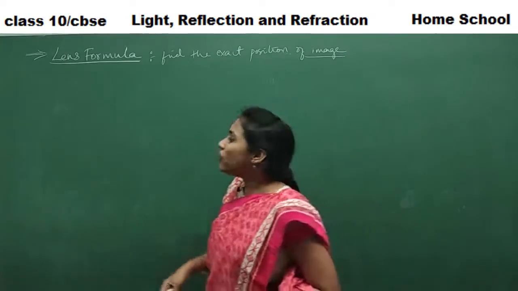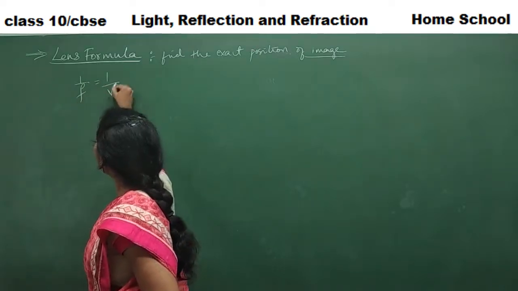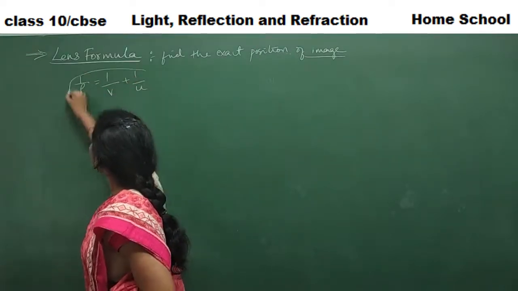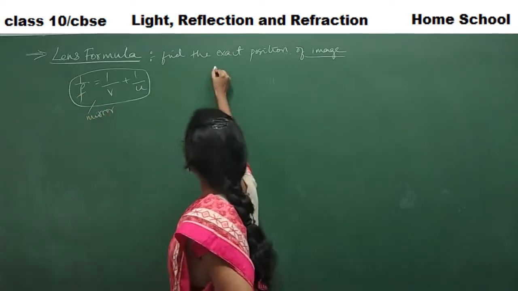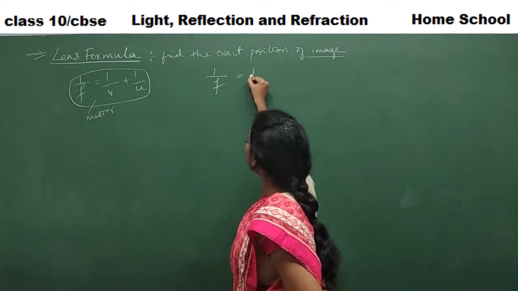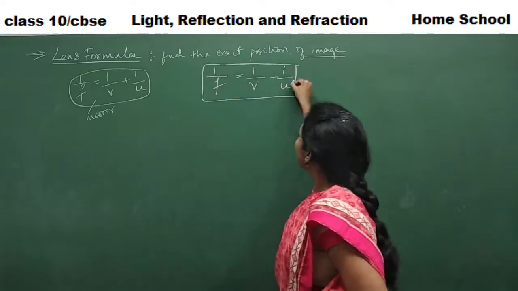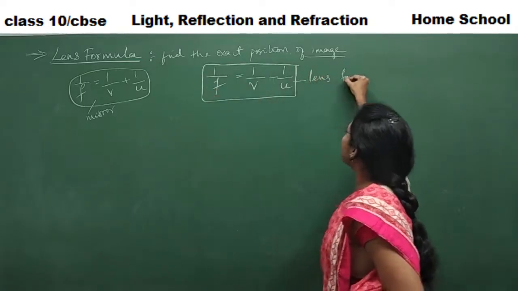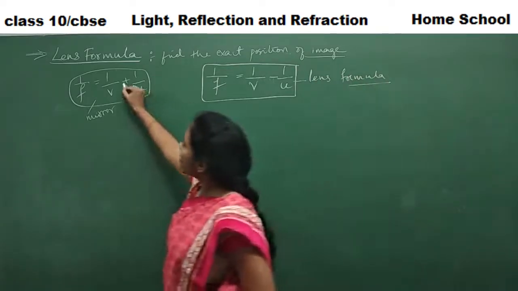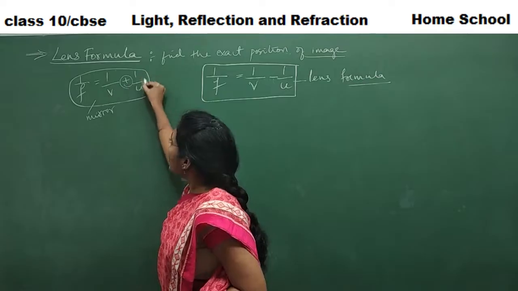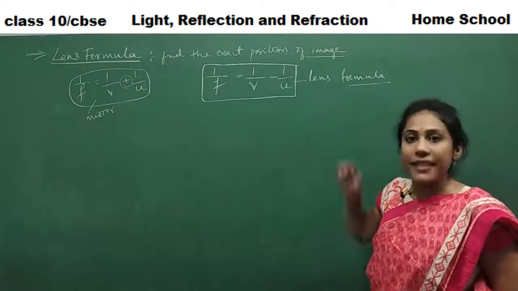Can you recall what the mirror formula was? It was simple: 1/F = 1/V + 1/U. So this was our mirror formula. The lens formula is 1/F = 1/V − 1/U. Remember, this is our lens formula. What is the difference between the mirror formula and the lens formula? Just this sign, guys. 1/V + 1/U is the mirror formula. 1/V − 1/U is the lens formula.